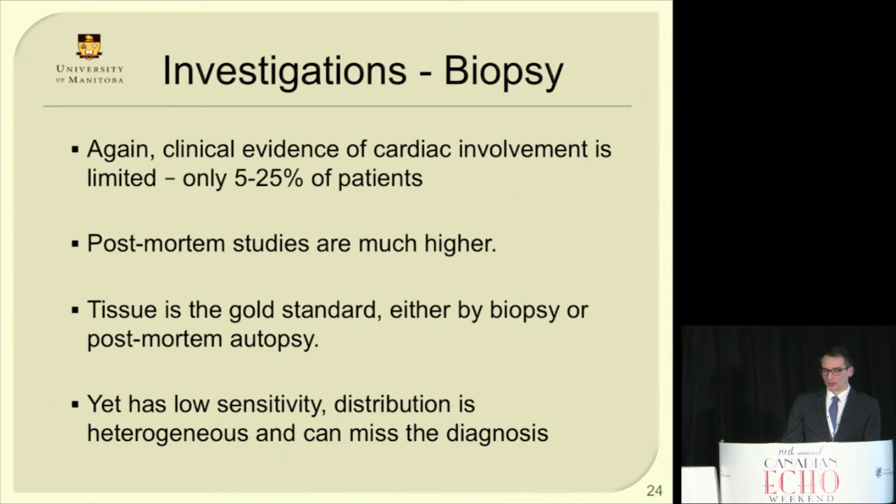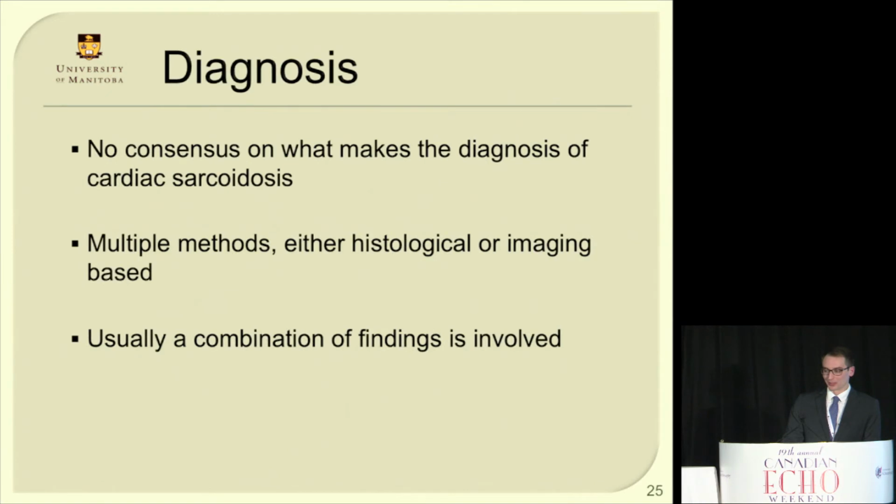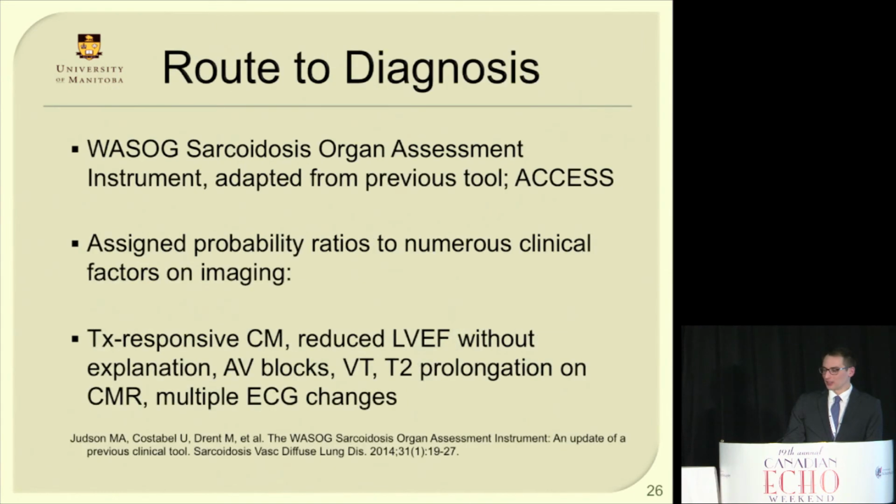Biopsy is thought to be the gold standard, but this is not a very sensitive test. It also has a bit of morbidity itself. Postmortem studies do show much better sensitivity, but of course are always after the fact. So the diagnosis, there's no consensus on what makes a diagnosis of clinical cardiac sarcoid. There's multiple methods that have been used in the past, and it's usually a combination of imaging and clinical findings.